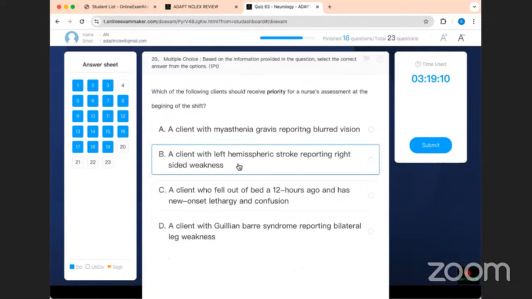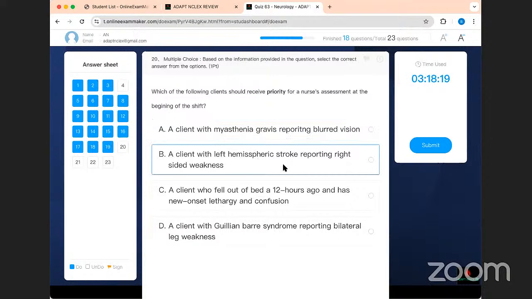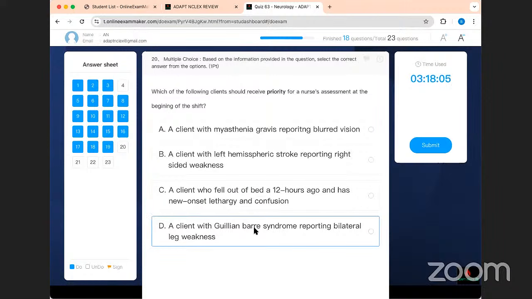Which of the following clients should receive priority for a nurse assessment at the beginning of the shift? That means, who are you going to see first? The client with Myasthenia Gravis reporting blurred vision. There are certain conditions you have to pay attention to. I have a left-sided stroke, and I'm reporting right-sided weakness. I fell down 12 hours ago, and all of a sudden now I'm lethargic and confused. I have Guillain-Barré syndrome, and both of my legs don't work. Who will you go to see?